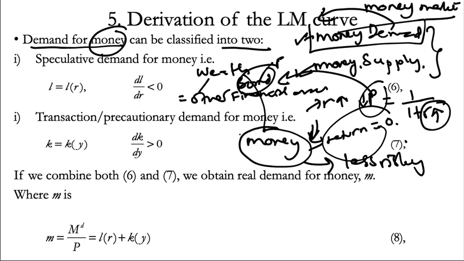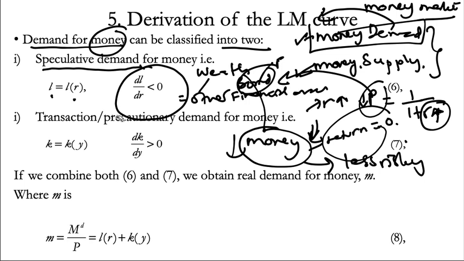So the way we keep bonds and money in this method shows our behavior in terms of demanding money as an asset. This kind of money demand is what we call speculative money demand, or speculative demand for money. The speculative demand for money is denoted as L. L is a function of R. So the relationship between the speculative demand for money and the interest rate is negative, isn't it? Because if the interest rate increases, your speculative demand for money will decrease.